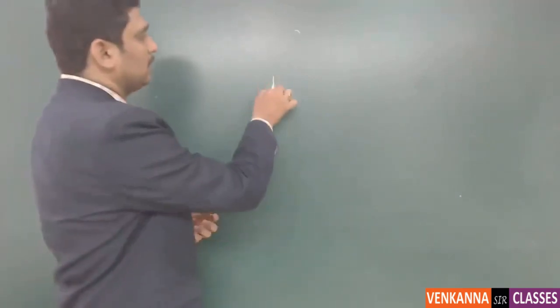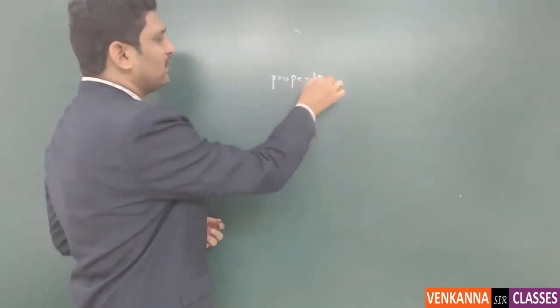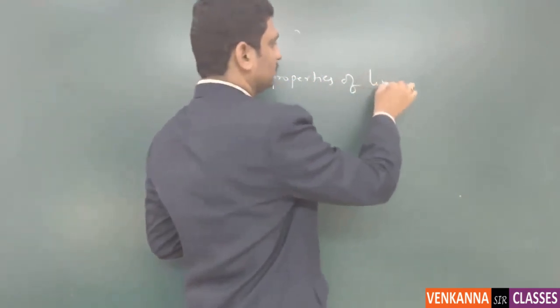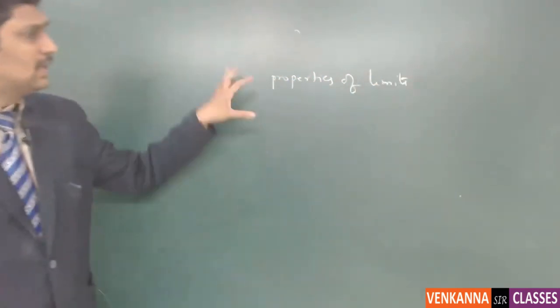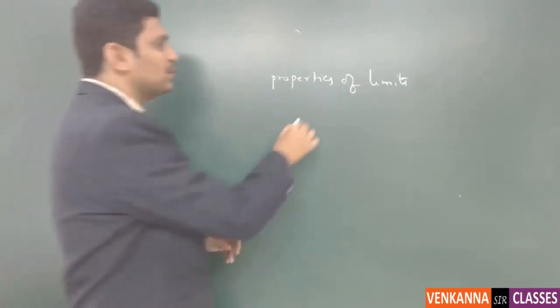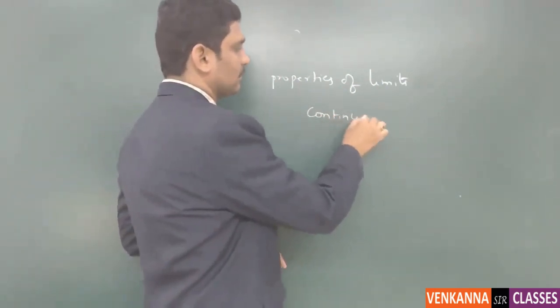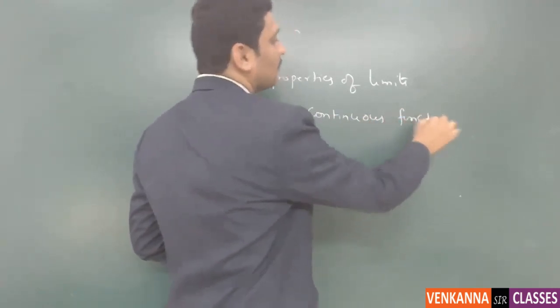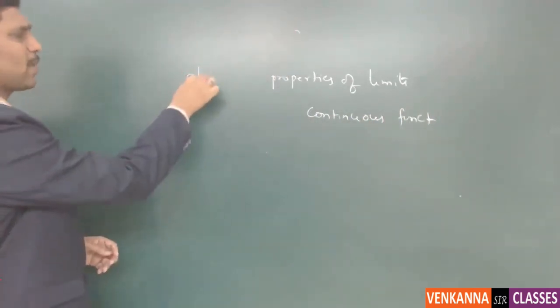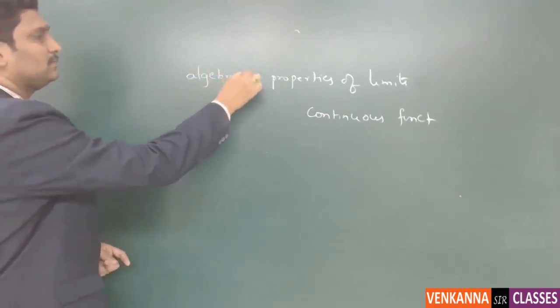So after this, I just want to give some of the properties. Then I go with the sequence criteria. They will be useful to you. As you know, the properties of limits, the similar properties will be obeyed by the continuous functions. In other words, the algebraic properties of limits, if you particularly call.